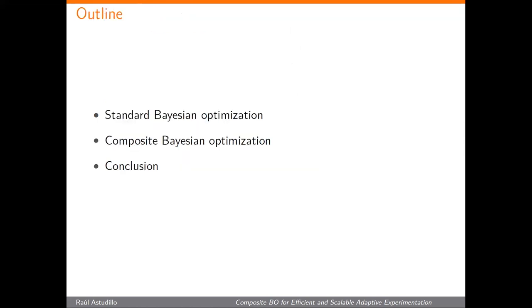Okay, so the remainder of this talk is going to be organized as follows. First, I'm going to provide a very quick introduction to standard Bayesian optimization. As I said before, I'm pretty sure many of you are familiar with this, but this is just to introduce some fundamental concepts and also to make sure that everyone's on the same page. Then I'm going to talk about composite Bayesian optimization, which is the main content of this talk. And then I'm going to conclude by offering some broader perspective on a framework for adaptive experimentation in complex real-world settings.